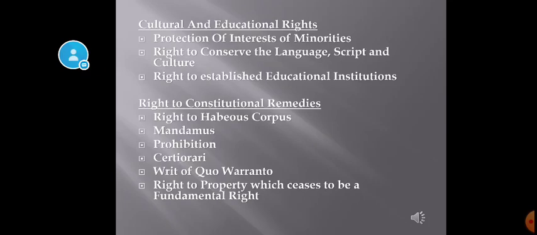Our sixth category describes the right to constitutional remedies.